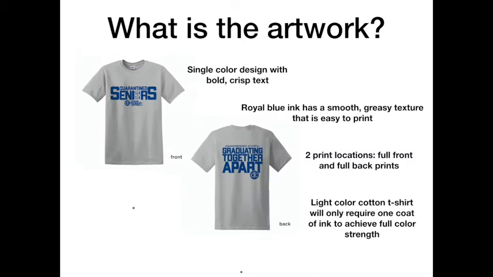The next thing that we need to think about is the artwork that we're going to be printing. This is a two-sided job that uses a single color with bold, crisp text. We're going to be using royal blue ink, which is smooth and easy to print with, and we're going to be printing on a light color cotton t-shirt. So we will only need one coat to cover completely on this shirt.